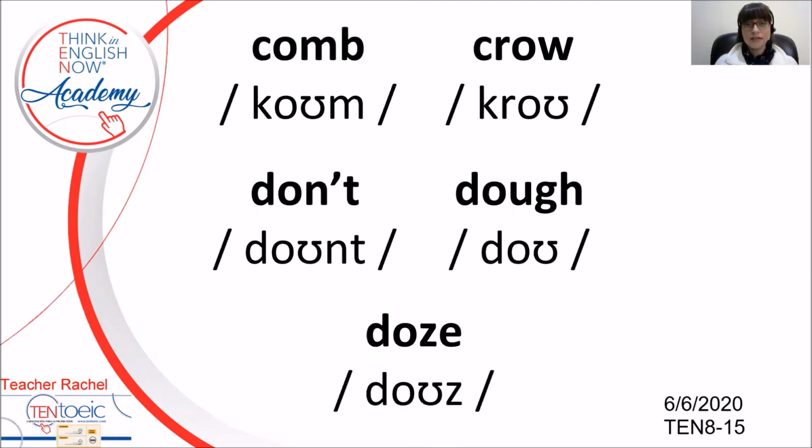Don't. This is the combination of the word do and not. Do and not. Don't. So I don't do my homework. I don't like pizza. Dough. Dough is what bread is before you bake it. So when you make bread, you have a ball of dough and you have to form it. And then you put it in the oven and you get bread. So dough is before. Doze. This is when you're really tired and maybe you fall asleep just real quick. Doze. So you're real tired.